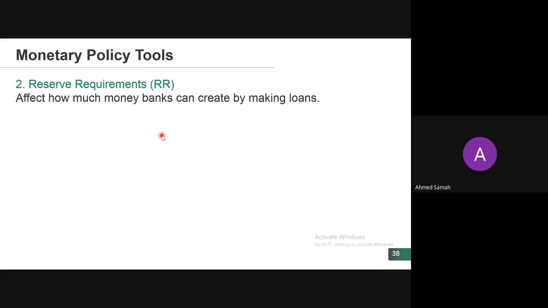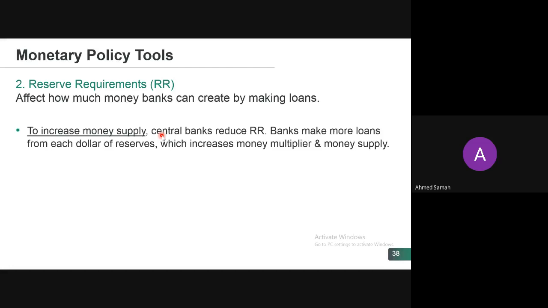So if the central bank wants to increase the money supply, then the central bank can reduce the reserve requirement. So commercial banks will need to keep less as required reserves. Now they will have more excess reserves which they can use to lend more loans. So when they lend more loans, there will be the money multiplier effect, as you know. So money supply increases again.